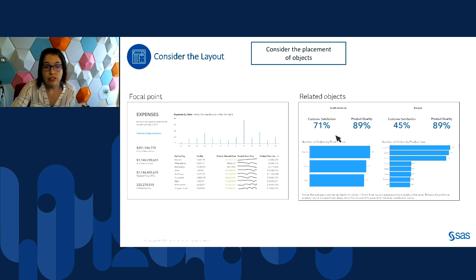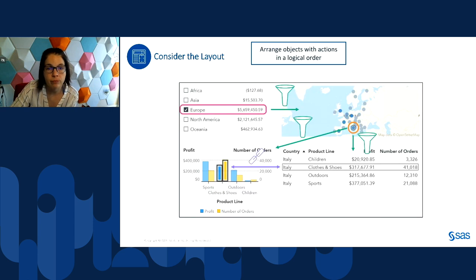It's also important to group related objects together. Oftentimes people will compare these values without even having to be told to do so. So in this case, notice we have a column for South America that has 2 key values in a bar chart, and then a column for Europe that has 2 key values in a bar chart as well. Because they're related and they're close together, it's easier for the viewer to compare those values.